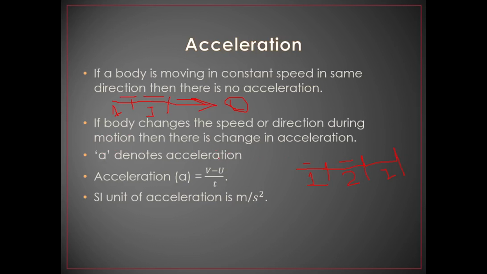A denotes the acceleration. A is for acceleration. Here I wrote the formula for acceleration: v minus u by t. V is final velocity, u is initial velocity, divided by time. SI unit of acceleration, most important thing, SI unit of acceleration is meter per second square, not meter per second, it's square.